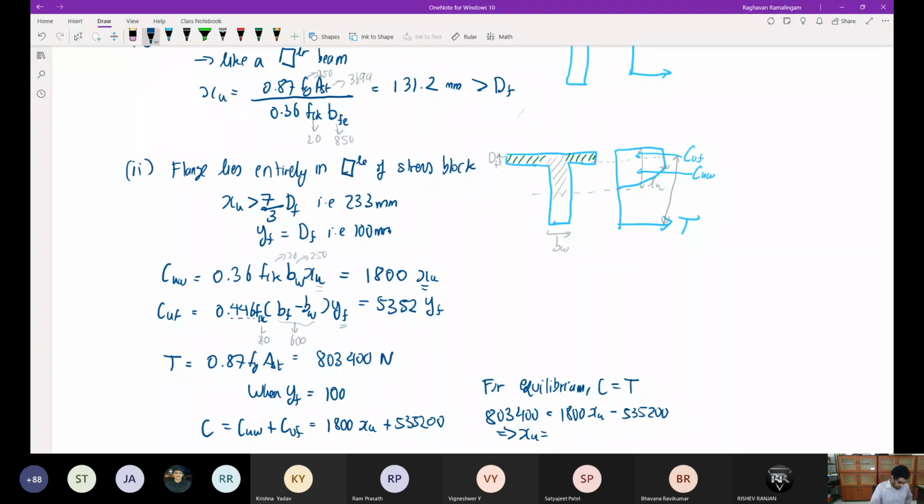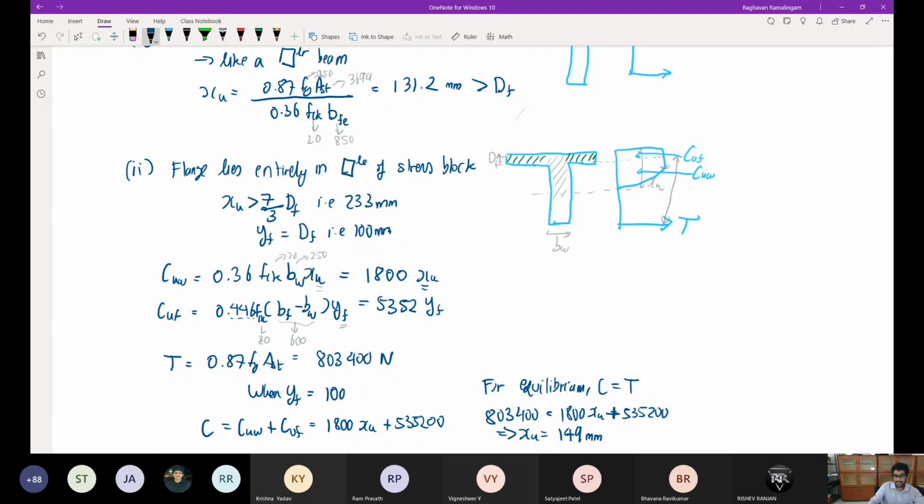149. Anybody else gets 149? Okay. Now let's compare our assumption with what we got. Actually it shouldn't be minus; it should be 1800 XU plus 535200. Sorry, it should be plus. Anyway, now you got XU is 149.